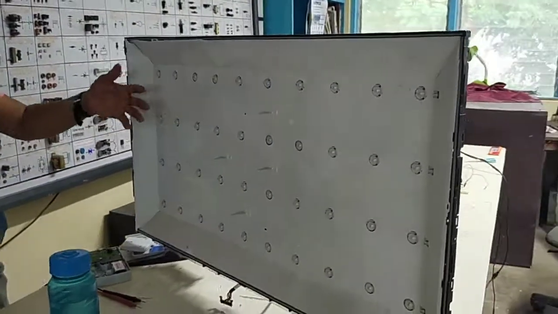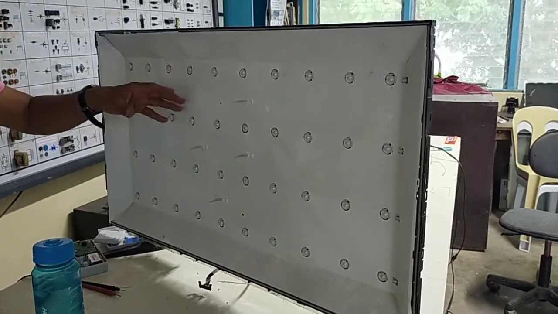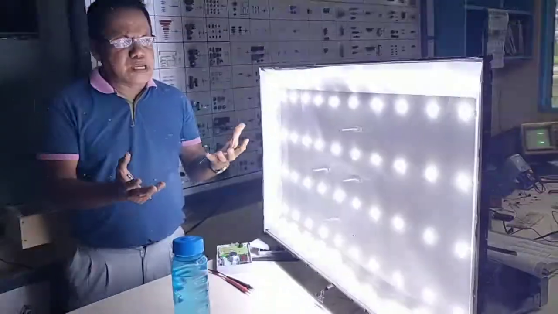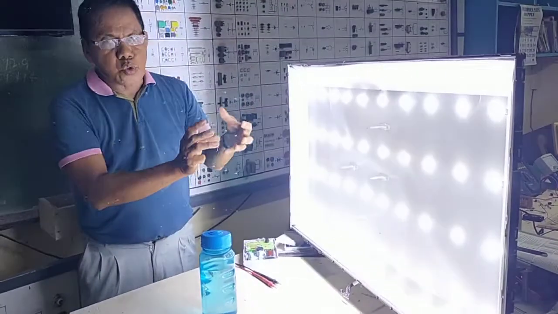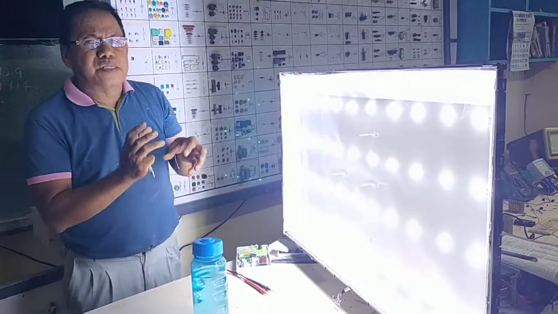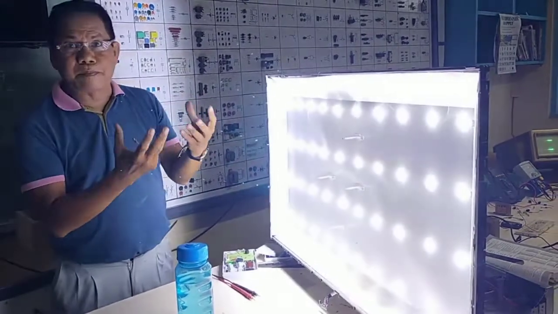There are actually 40 light emitting diodes which are placed at the back of the screen. They are used to illuminate or to brighten the screen in order that we can see the pictures displayed on the screen.